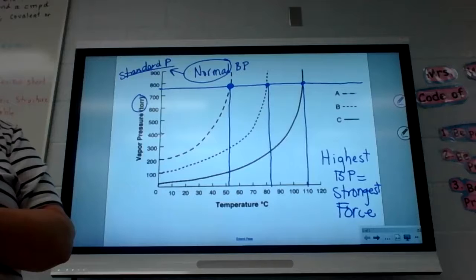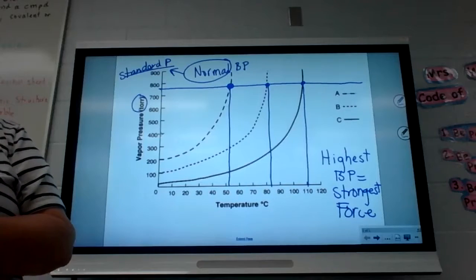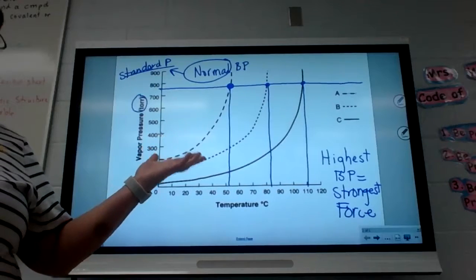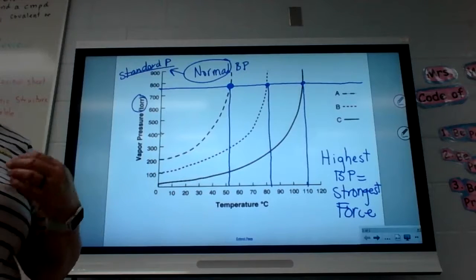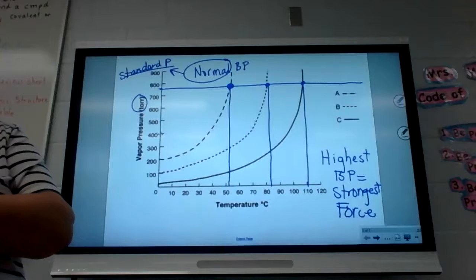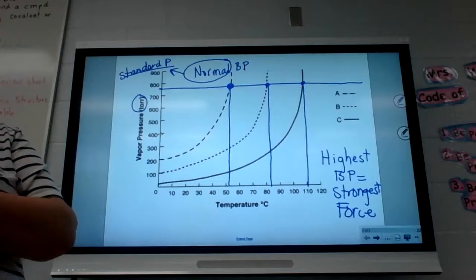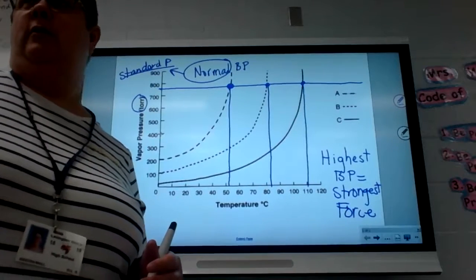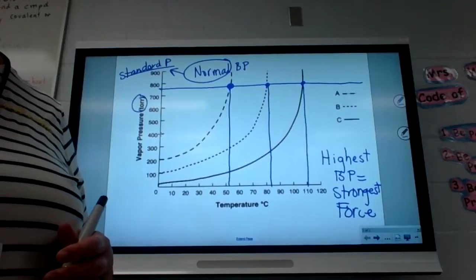The higher the boiling point, the stronger the force. And that's the answer for anything. It's not just this graph, okay? Anybody who has a higher boiling point has a higher intermolecular force, okay? Questions? You okay on that? Ready to run through the other one? Because this was just like the opening, so this should be pretty quick.